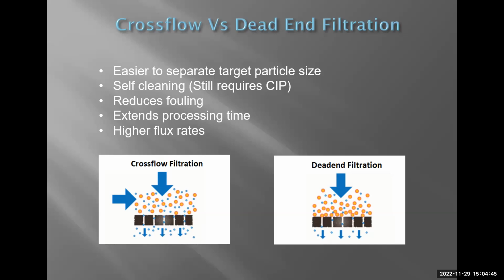In crossflow filtration, the filter layer is pushed along the surface, which keeps it constantly cleaner and allows the target particle size to pass through the membrane. It's almost self-cleaning, but every so often it still does require a CIP when your flux rates get too low. Because you're constantly pushing filter layer across the membrane, it reduces fouling, which then extends your processing time, and it also gives you higher flux rates throughout the course of a run.